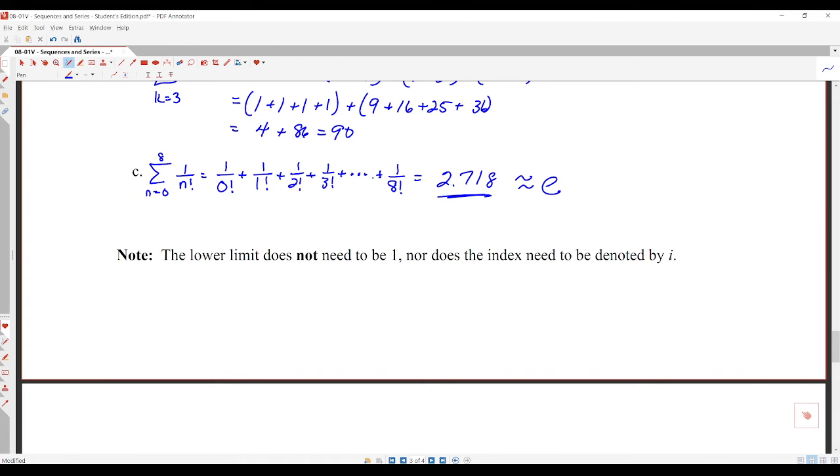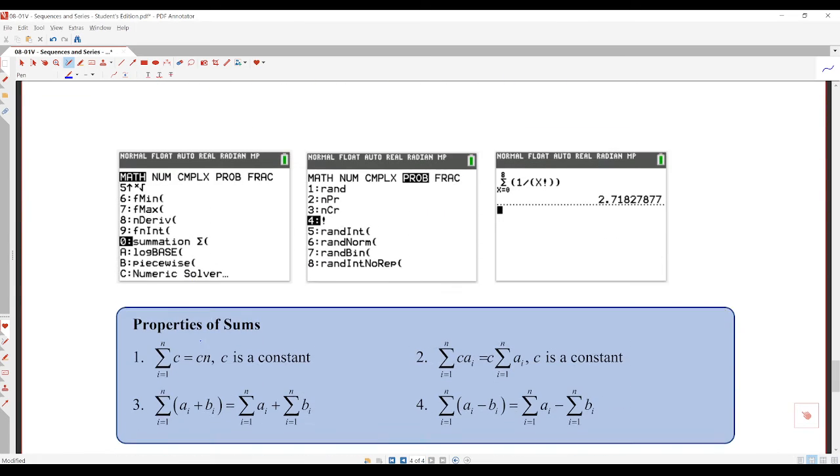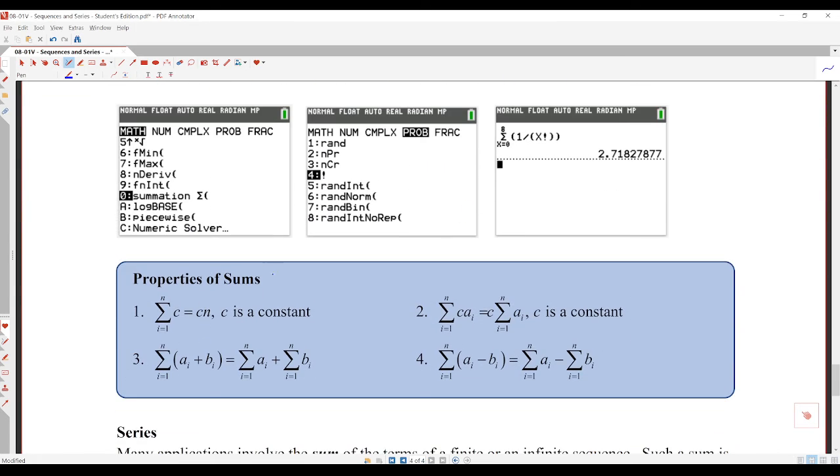Okay. This note here, again, the lower limit doesn't need to be denoted by i. And by the way, I should actually go back in here and, well, no, it's n anyway in the problem. So good. All right. Here on this next page at the top, you see exactly just a reminder of where the summation and the factorial buttons are in your calculator if you need them in the future.